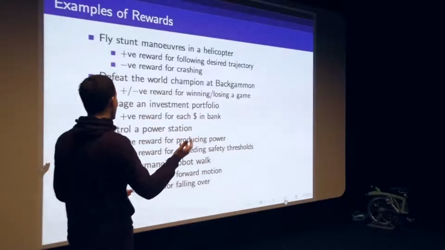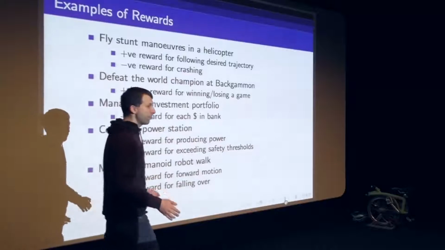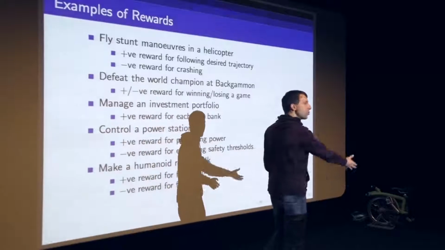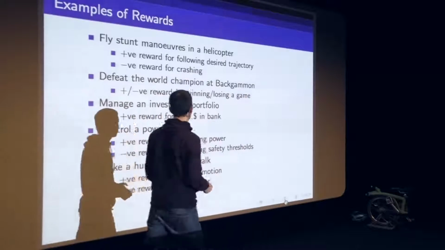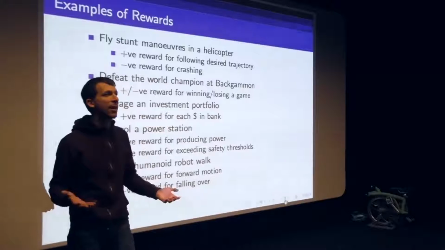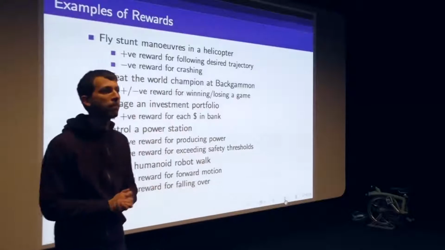And if you want to make a robot walk, you might have a positive reward for forward motion. Each unit of distance that you travel might perhaps give a unit of reward. And there might be, again, a large negative reward for falling over.